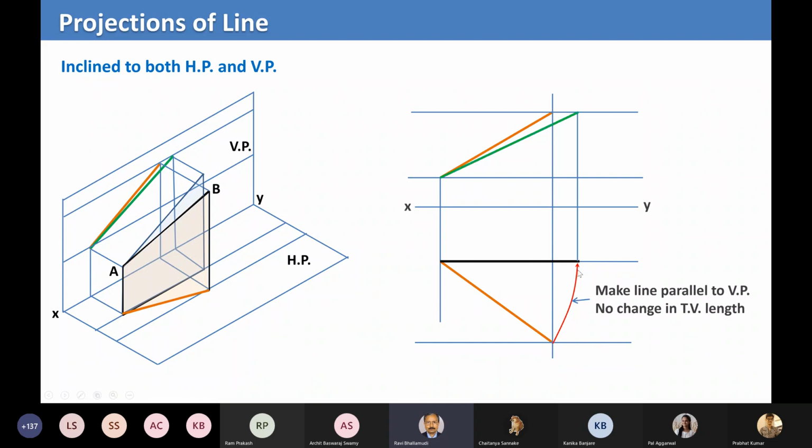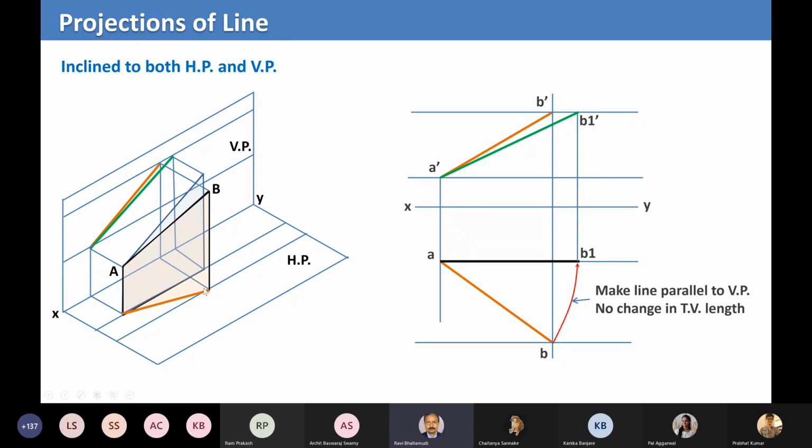Don't look at the green line for the moment. Just look at the line AB, the small line AB, on the right side picture. What is this B here? This B is nothing but this point capital B projected onto the horizontal plane, right? That is my top view.